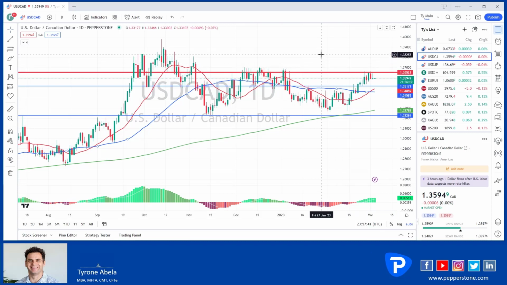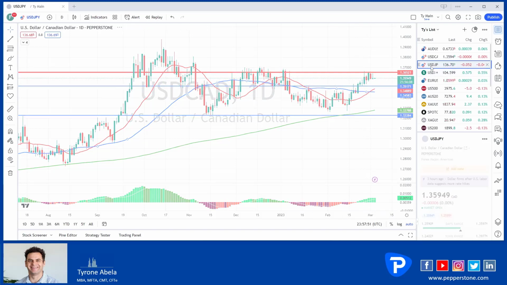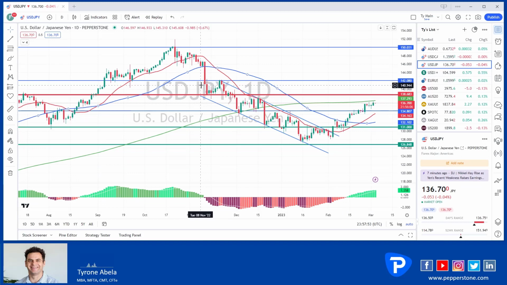I mean, we can really get up to the 138. We've had a lot of trouble, but I wouldn't be taking the first break of that zone. I think it's more important to actually wait for the close, and then we can trade it from that point onwards. All right, we'll move over to the US dollar yen now, and this has just been tracking up.